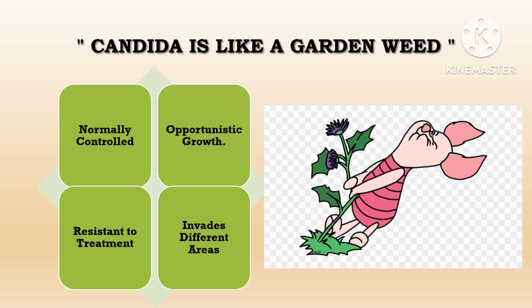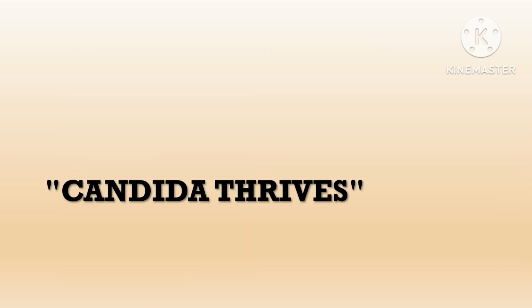Similar to tough weeds that are hard to kill and sometimes require stronger herbicides, Candida can also form biofilms and develop resistance, making it difficult to eliminate with standard treatments. Weeds spread quickly across a garden. Just like that, Candida can move to various parts of the body, such as the mouth, skin, and gut, causing issues wherever it spreads. I'm providing you with a mnemonic to remember the characteristics of Candida in an easy way.